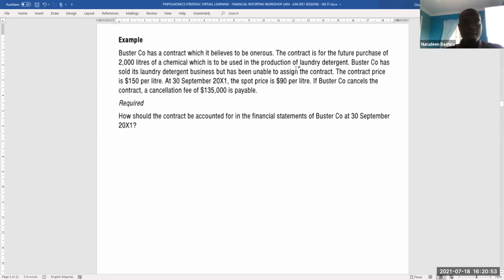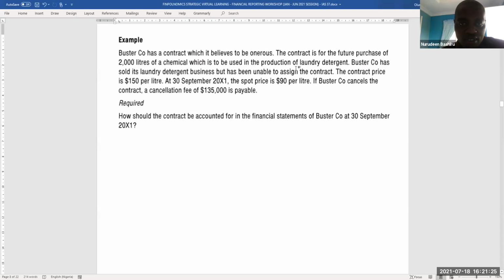Example. Buster Co. has a contract which it believes to be onerous. The contract is for the future purchase of 2,000 liters of a chemical which is to be used in the production of laundry detergent. Buster Co. has sold its laundry detergent business but has been unable to assign the contract. The contract price is $150 per liter.